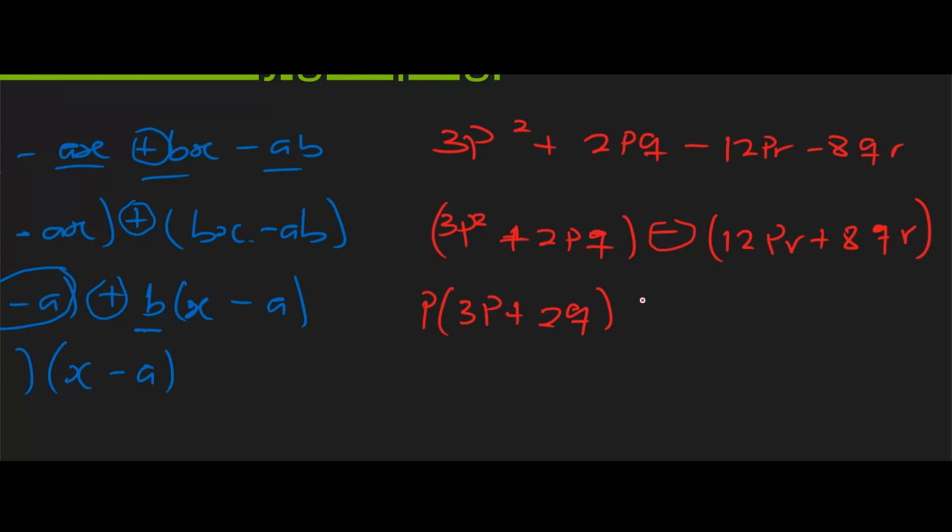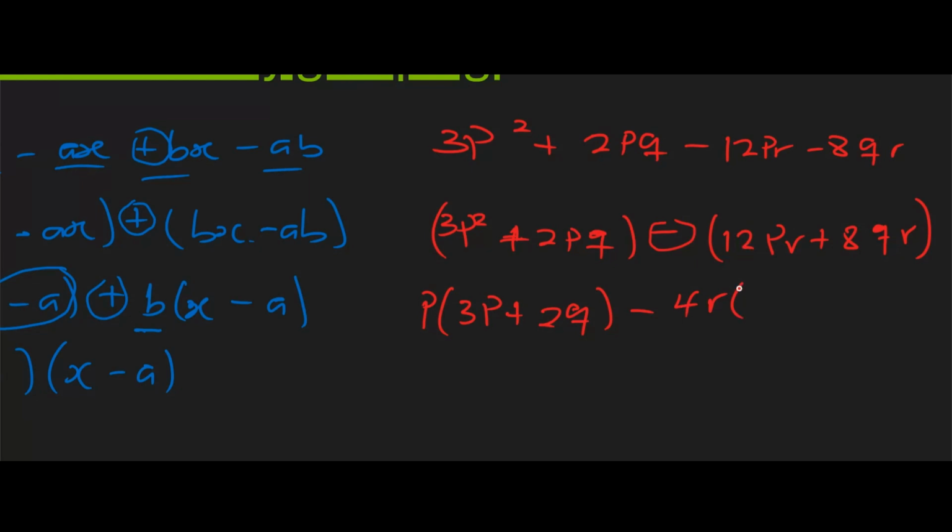So we are done with the first part of the expression. Let's come to the second part. Remember, we have our minus sign here. So in this case, we have 12pr plus 8qr. 12 and 8, any common factor? That's going to be 4, right? So we have 4. Let's come to the variables. P, R, Q, R. The common factor is going to be R, obviously.